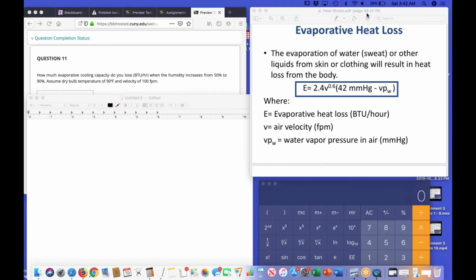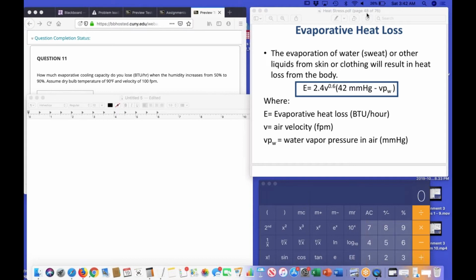The final problem in assignment 3, question number 11 asks, how much evaporative cooling capacity do you lose in BTUs per hour when the humidity increases from 50% to 90%? Assume dry bulb temperature of 90 degrees and a velocity of 100 feet per minute. So what this is asking us is how much does an increase in the humidity reduce the ability of a worker to cool its body?